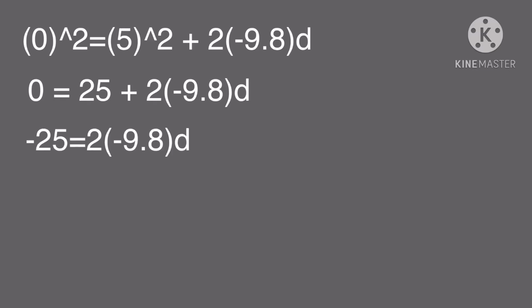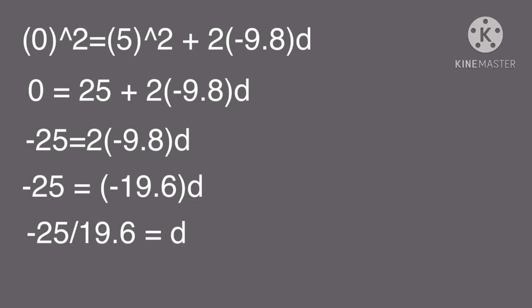After that, you transpose 25 to the other side with 0, so it's going to be negative 25 equals 2 quantity negative 9.8 multiplied by d. Then you multiply 2 and negative 9.8, which is going to be negative 19.6. You transpose negative 19.6 to the other side, which is going to be negative 25 divided by negative 19.6 equals d. Then the answer is 1.2 meters.